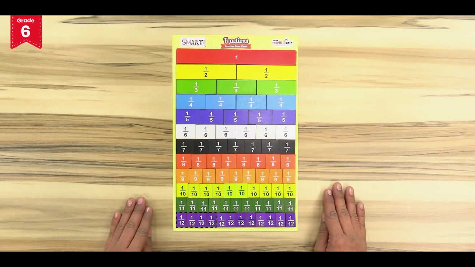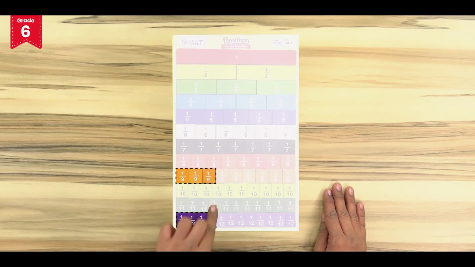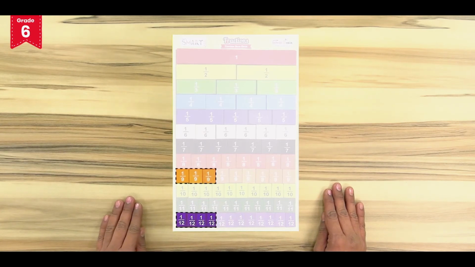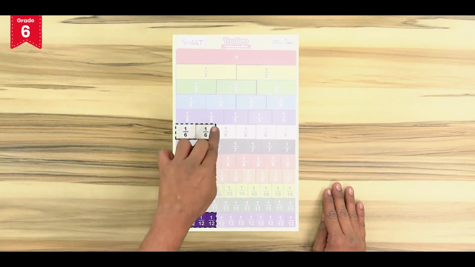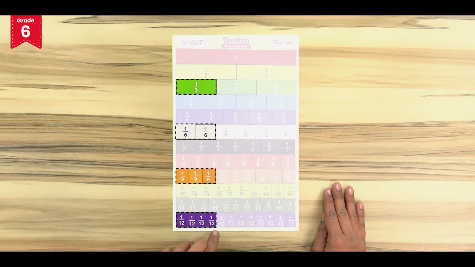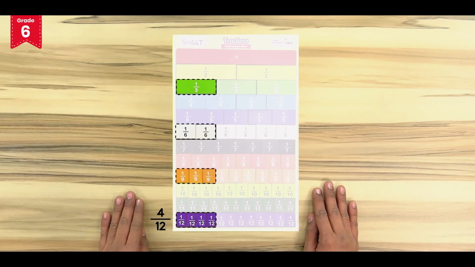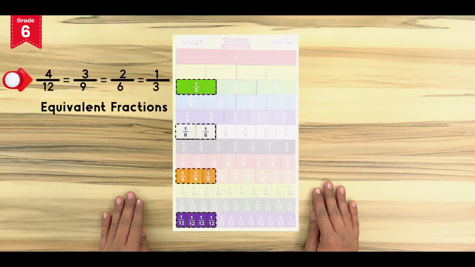If we keep on comparing, we will find that 4 tokens of 1 by 12 are equal to 3 tokens of 1 by 9. And similarly, 4 tokens of 1 by 12 are equal to 2 tokens of 1 by 6 and 1 token of 1 by 3. We can easily visualize that 4 by 12, 3 by 9, 2 by 6 and 1 by 3 are equivalent fractions.